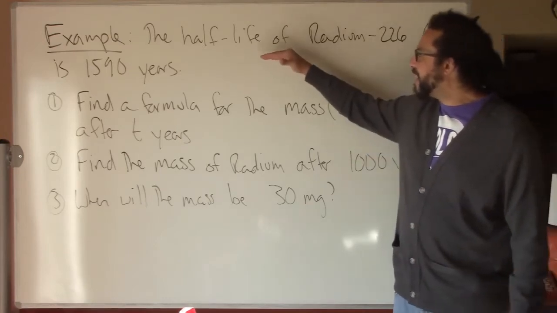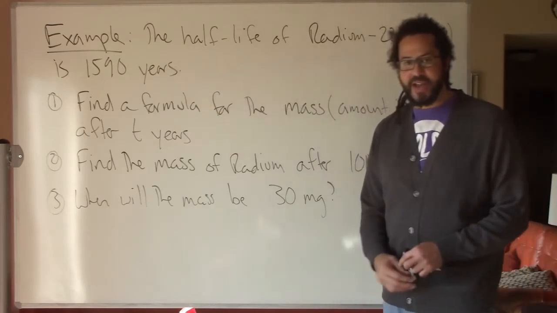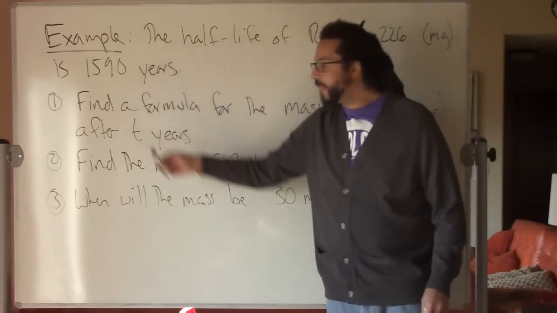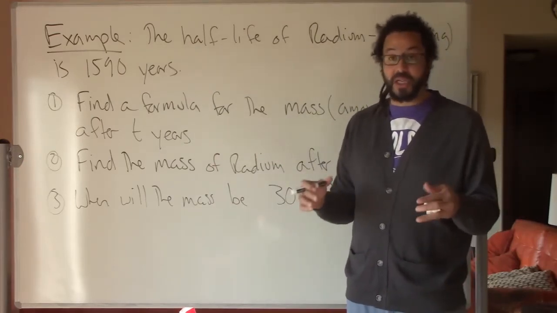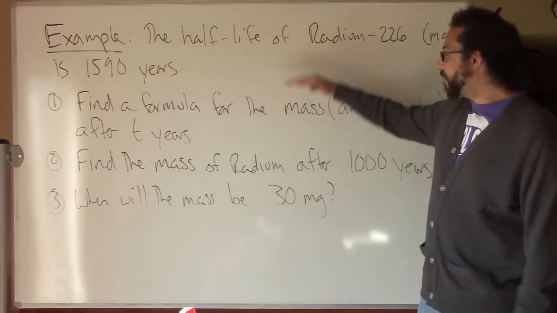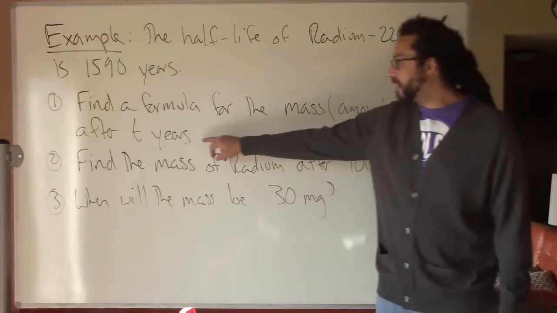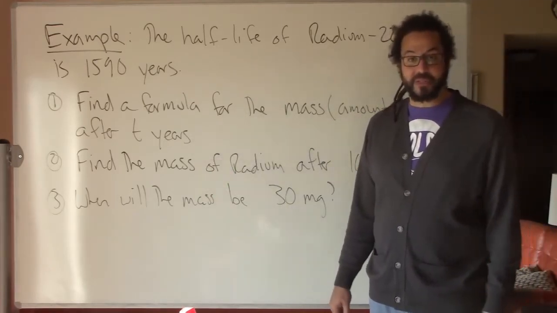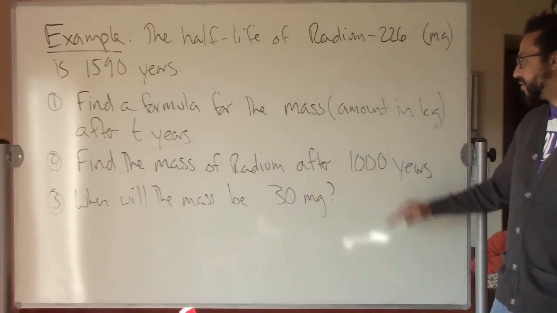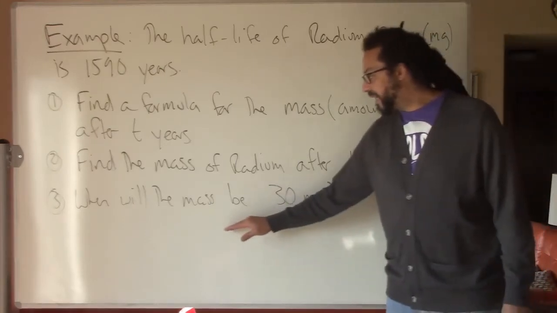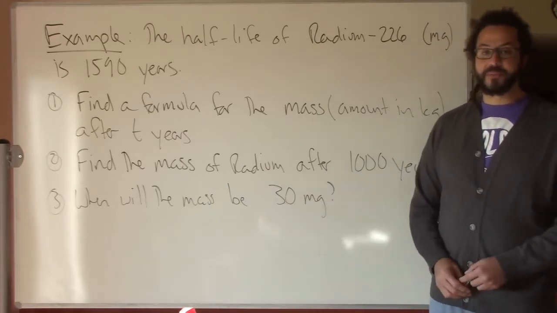And so we're saying here that the half-life of radium-226 is 1,590 years. So that's how long it takes to go from, let's say, 100 milligrams of the substance down to 50 milligrams. So we want to find a formula for the mass after T years, that exponential model that we've been studying. Then we want to find the mass of the radium after 1,000 years. And finally, when will the mass of the radium be 30 milligrams?